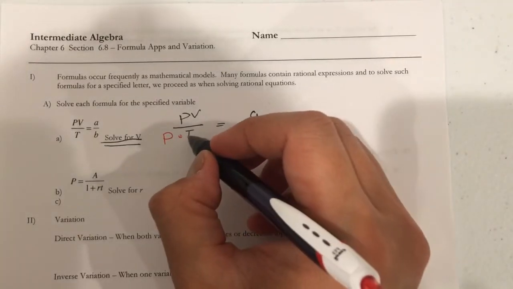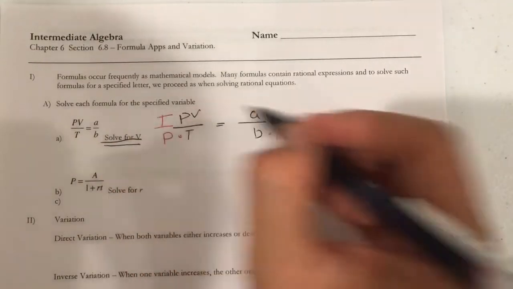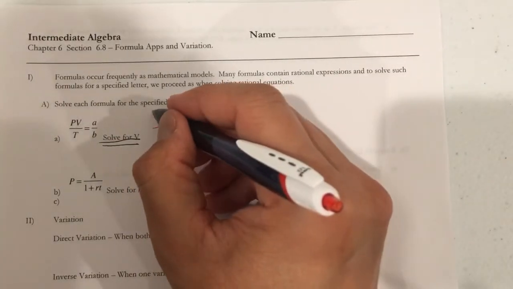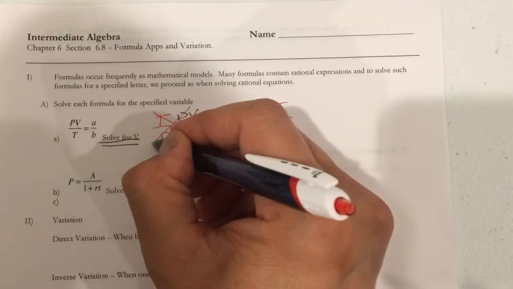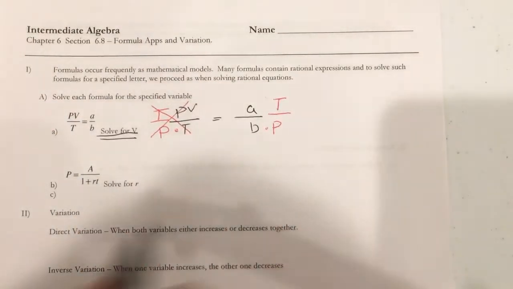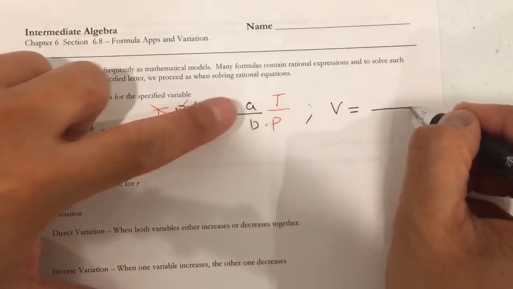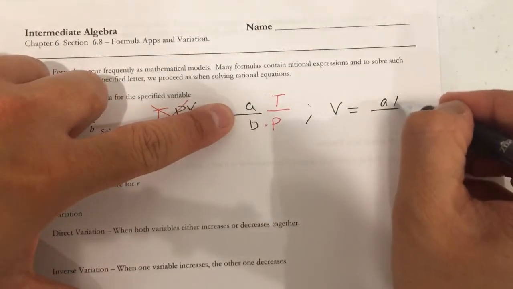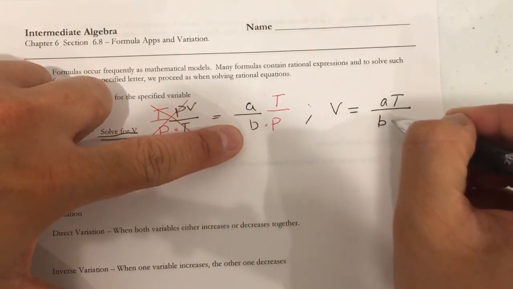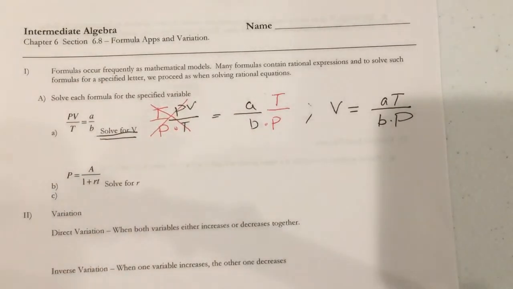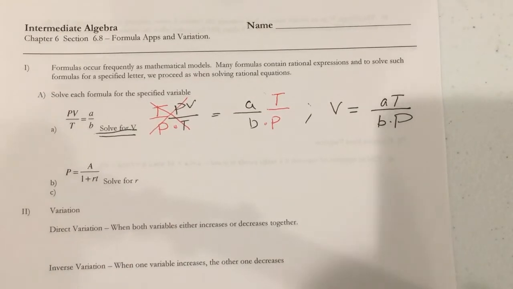And then how do I get rid of the letter T? Well, I'm gonna put a T up here. And if you do that, then you gotta do it over here. So what happened? Well, this T will cancel out, so will this P. So what do you have left? We have V left, and then over here on the right side, we have little a times big T, and then we have little b times big P. And there you go, you solve for the letter V. Alright, so solve for V or solve for whichever letter means that you just try to isolate that letter.